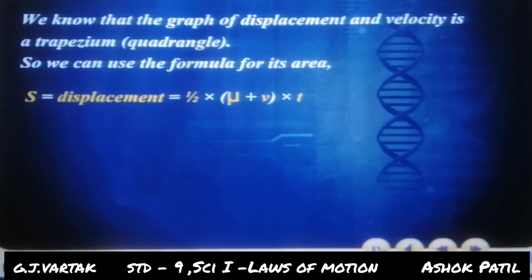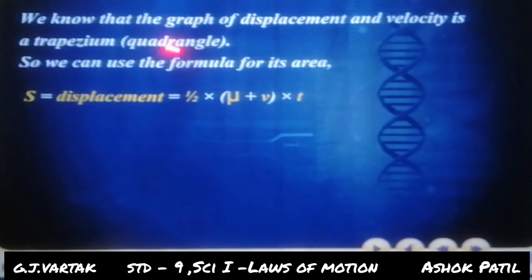Trapezium means quadrilateral. S is equal to displacement. S is equal to displacement is equal to 1/2 into bracket u plus v bracket complete into t. The formula of area of the trapezium is 1/2 into sum of parallel sides into height. Here u and v are the parallel sides and t is the height. That's why this formula is equivalent to the trapezium.